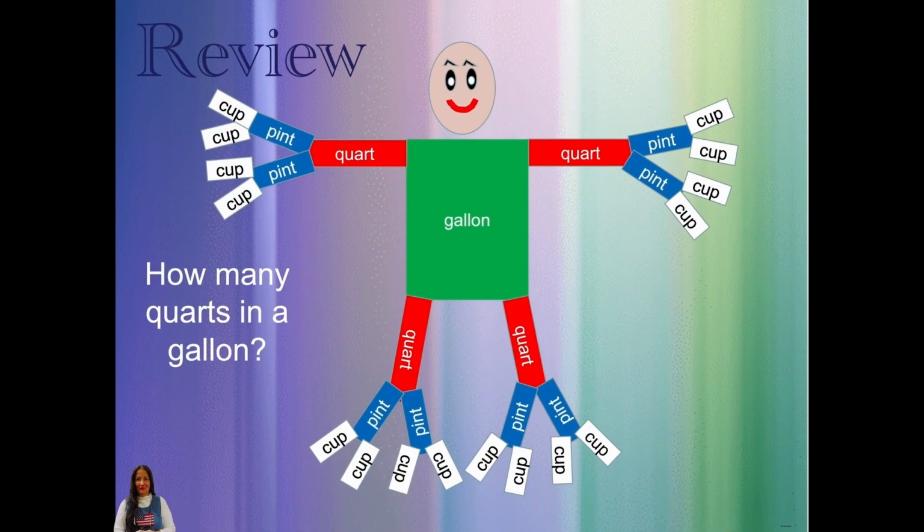Let's review. Using this Gallon Man as a graphic organizer to help us learn how many quarts make a gallon, how many pints make a quart, and how many cups make a pint, and so forth, we can look at our Gallon Man. If we can remember what he looks like, it will help us to do this math. How many quarts make a gallon? Remember, the quarts are his arms and his legs in red. So we see 1, 2, 3, 4. 4 quarts equals 1 gallon.